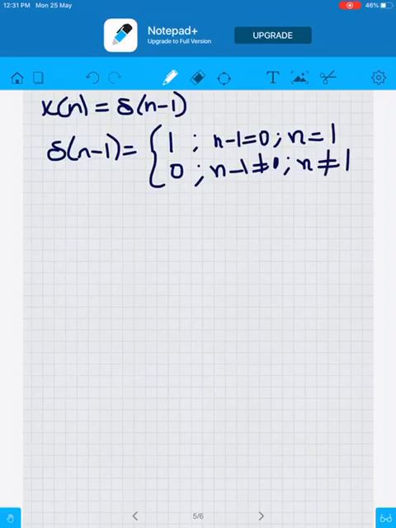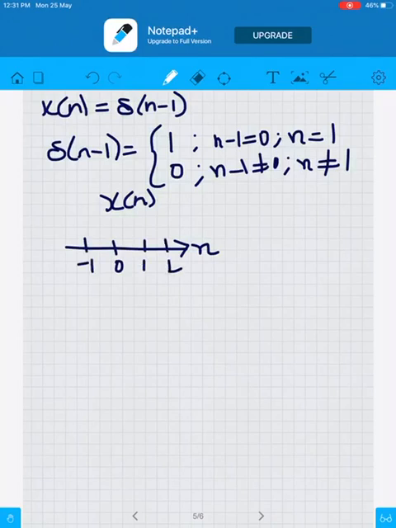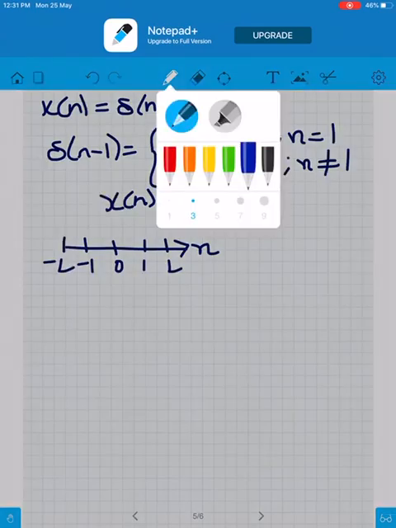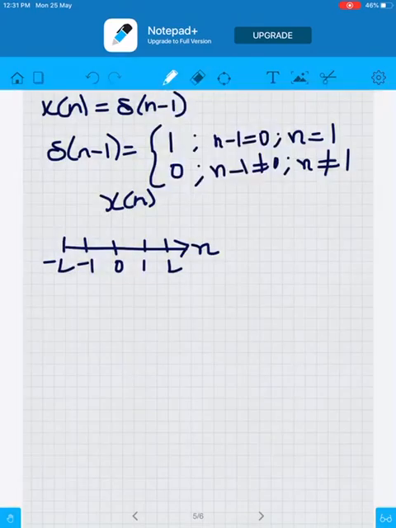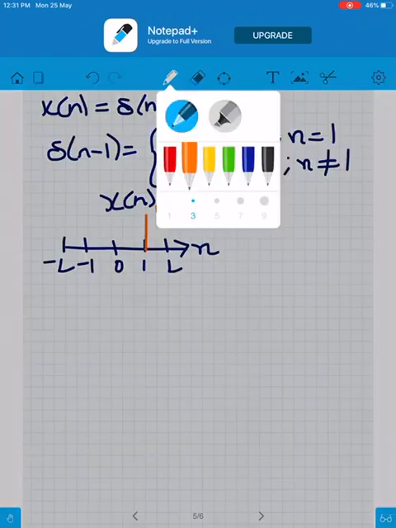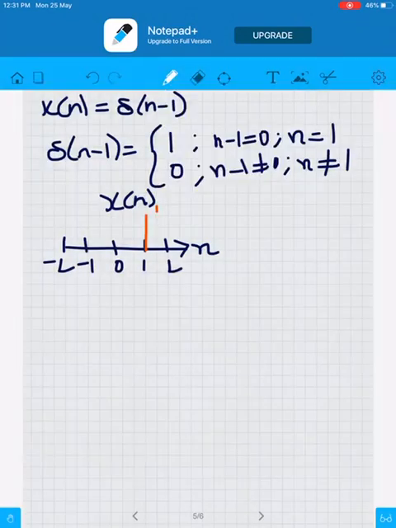So plotting it, how will it look? This is a discrete time signal. I am plotting the discrete time signal x of n at 0, at 1, at 2, at minus 1, at minus 2. This function exists only at n is equal to 1 and its value is 1, correct? At n is equal to 1. So this is the function that is given to us. Now we have to obtain the discrete time Fourier transform representation of that.